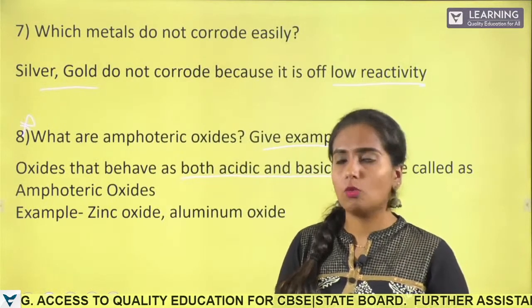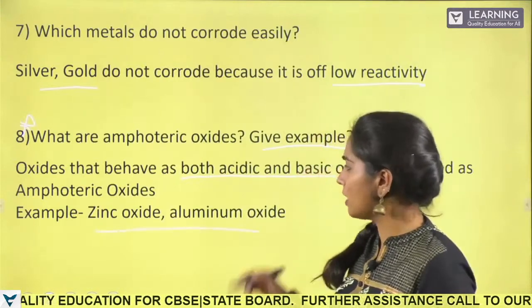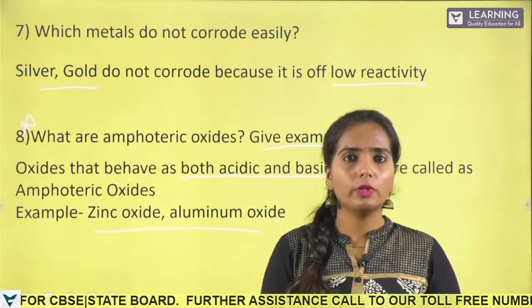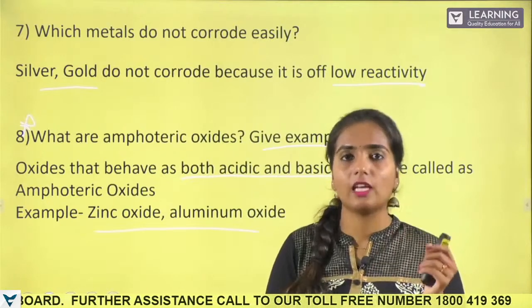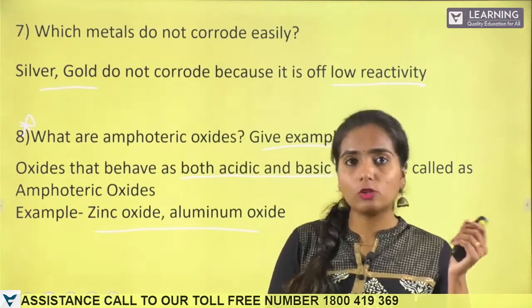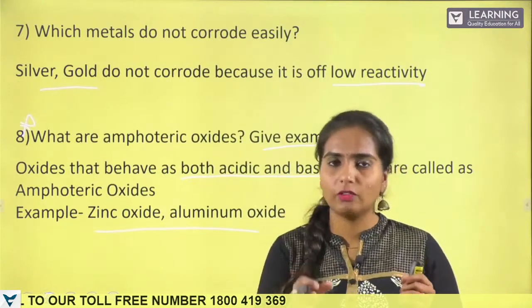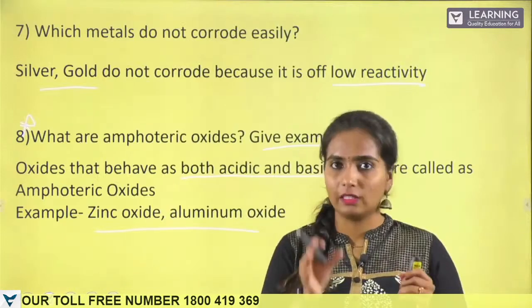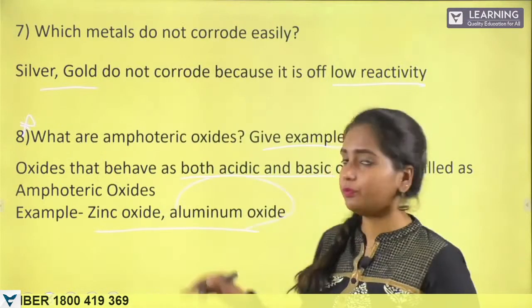So what are the examples here? Zinc oxide and aluminium oxide. So aluminium oxide is mentioned here in our example also. In our last question also it was mentioned, right? Yes, aluminium oxide is our amphoteric oxide.